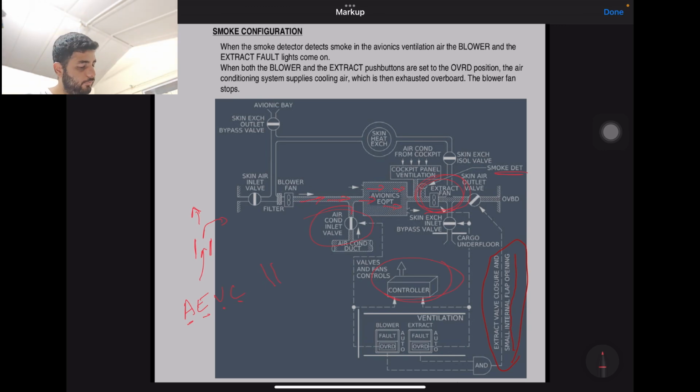If you notice on this side, it is written that there is a small internal flap opening. That's what I was trying to talk about. On the ground, if your aircraft is parked and there is a lot of heavy rain, then what you do is you just push the extract push button to override. That's straightforward, because if I push the extract push button to override, it will push the aircraft into a closed config, so it will prevent water entering from the inlet valve or anything.